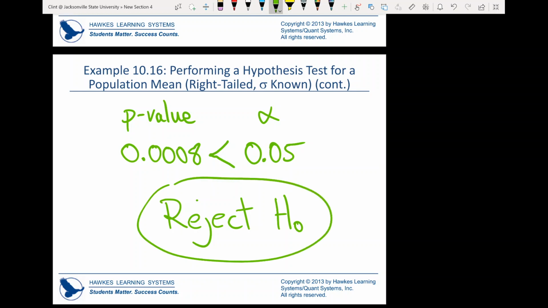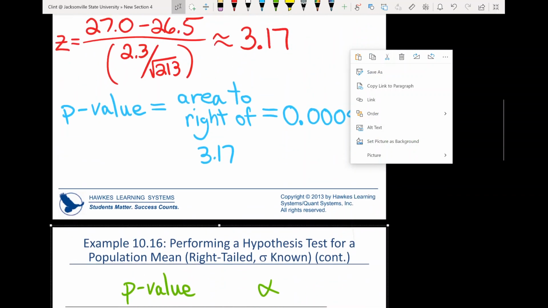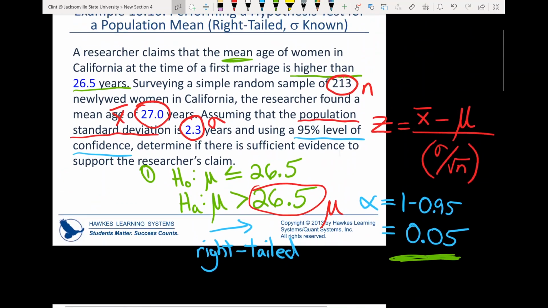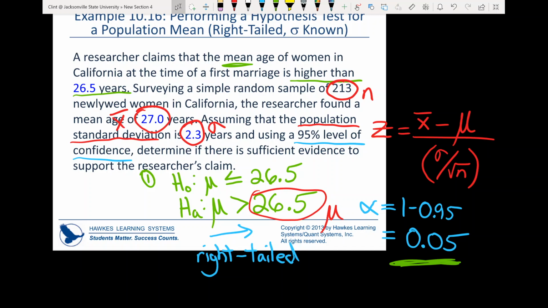And if we need an interpretation, we're rejecting the null hypothesis, so that means we have strong support in favor of the alternative hypothesis. And the alternative hypothesis here was the researcher's claim that the mean age of first marriage is higher than 26.5 years. So we have strong statistical evidence that the average, or the mean, age of women upon first marriage in California is greater than 26.5 years old.